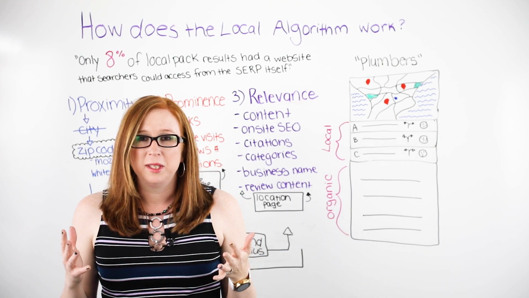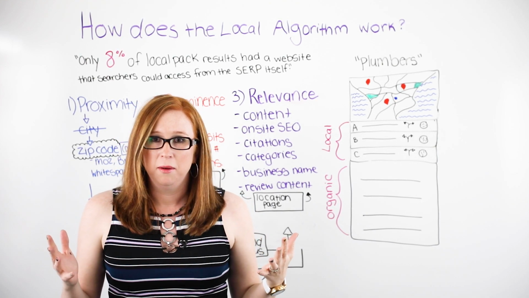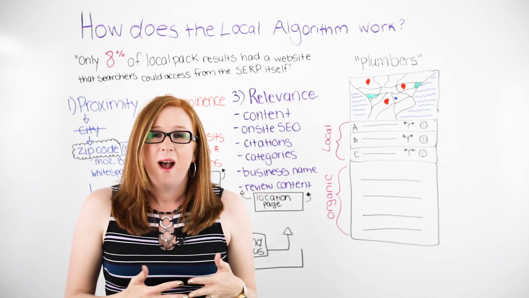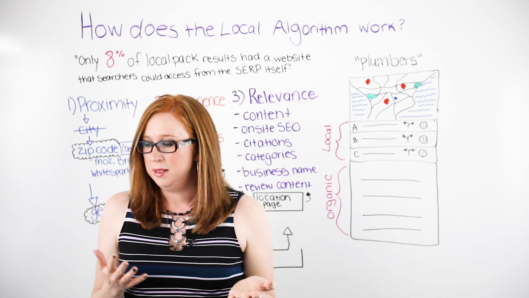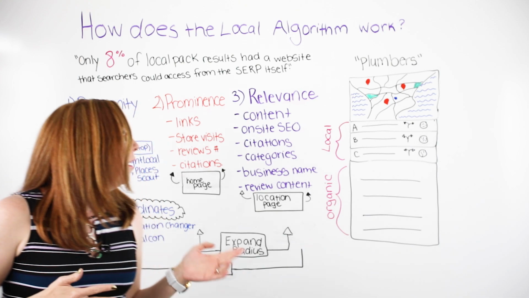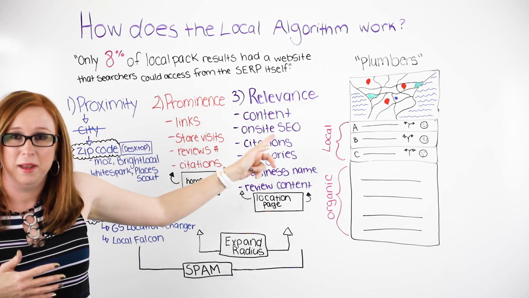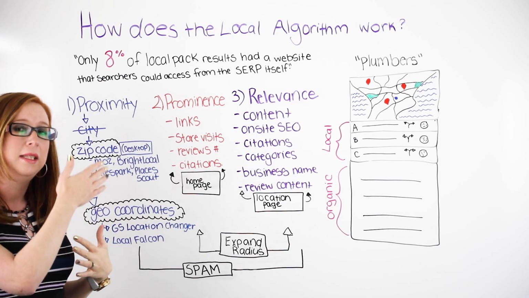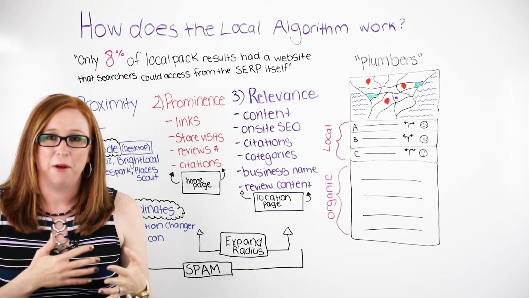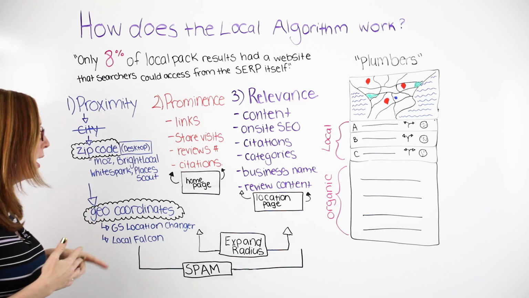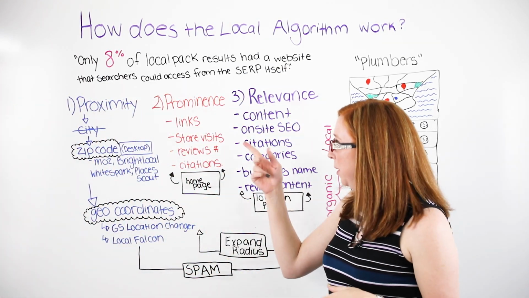So if you search Google's Help Center on what they look at with ranking these entities, they tell you that there's three main things that fuel this algorithm. The three things that they talk about are proximity, prominence, and relevance. So I'm going to be breaking down each one and explaining how the factors work. I'll start here with proximity.